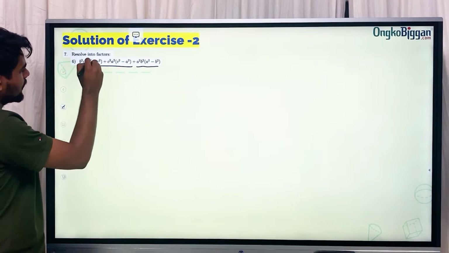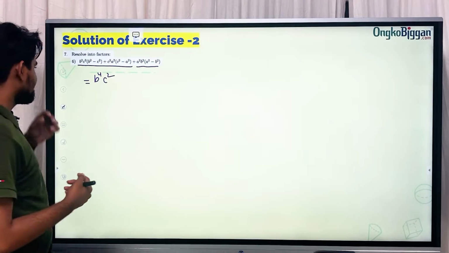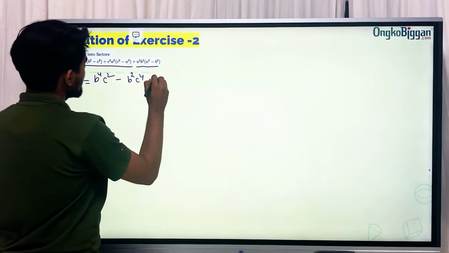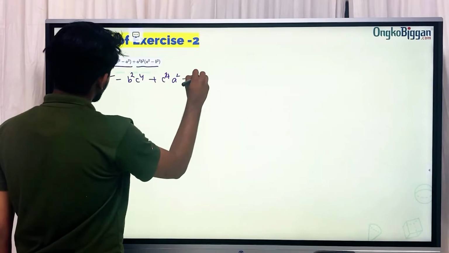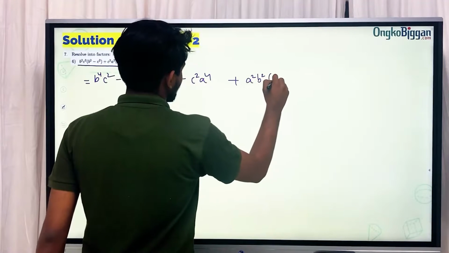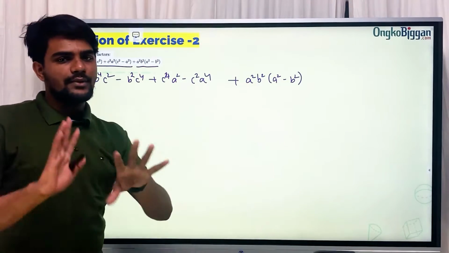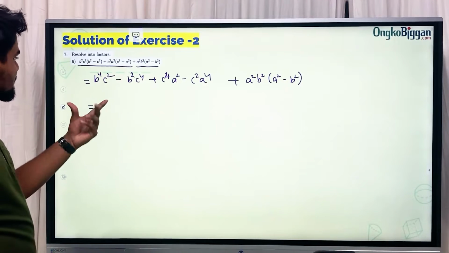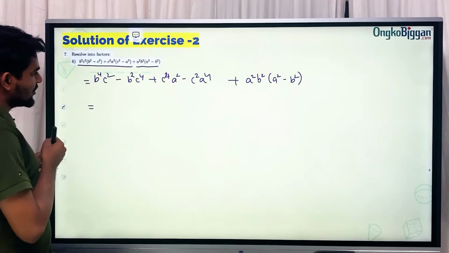So b to the power 4 c square, this is b square c square into b square is b4 c square, minus b square c4, plus c square, so that is c4 a square minus c square a4, and we are going to keep one part same: a square b square into a square minus b square. Why we kept this one, you will understand it later. So now the next thing is actually rearranging them. So how can we rearrange them?